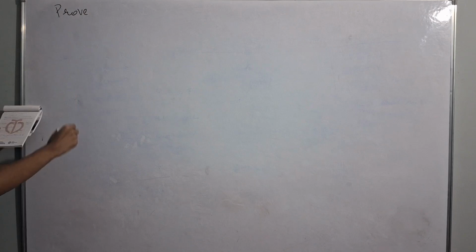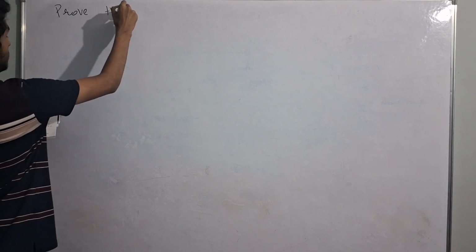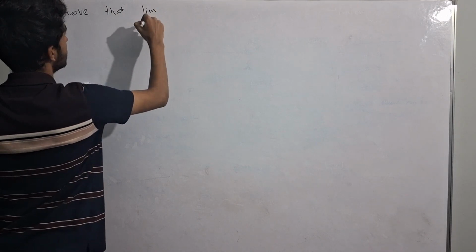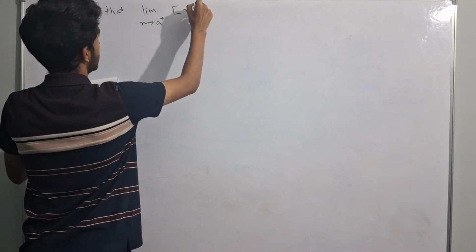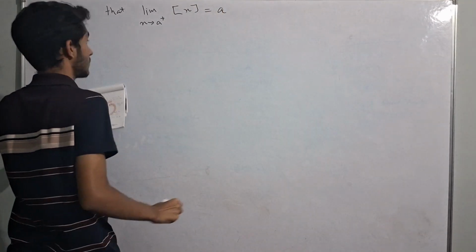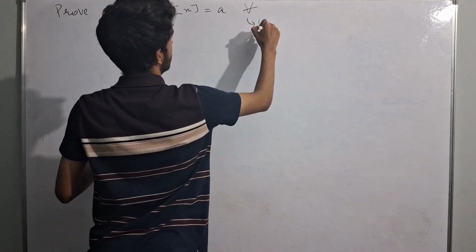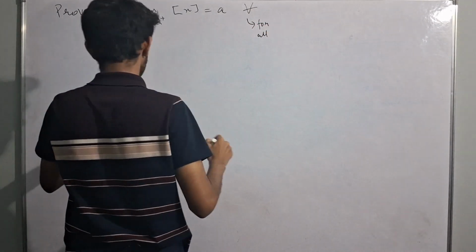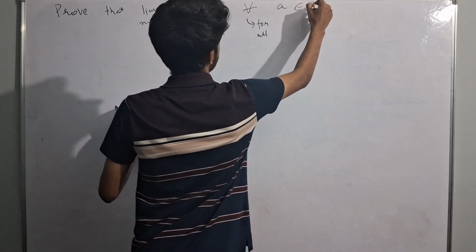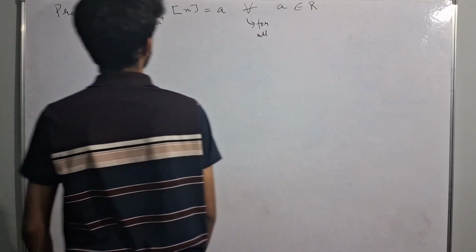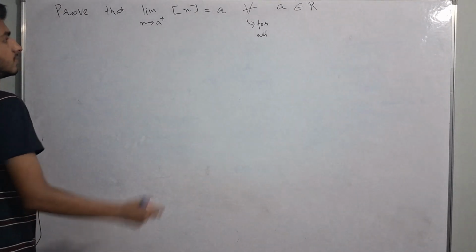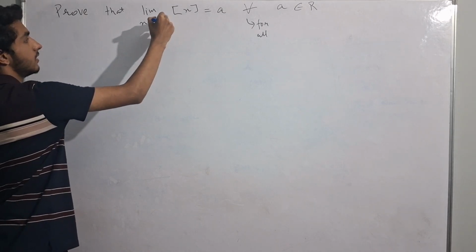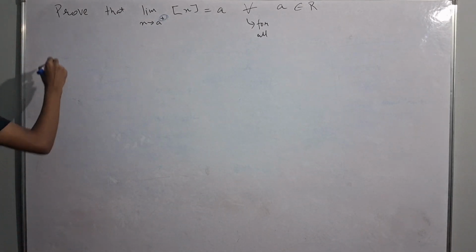So the next question is, prove that limit x tends to a positive, greatest integer function of x is equal to a, for all a belongs to R, the set of real numbers. In this case we are specifically given the right hand limit, so let's just solve.